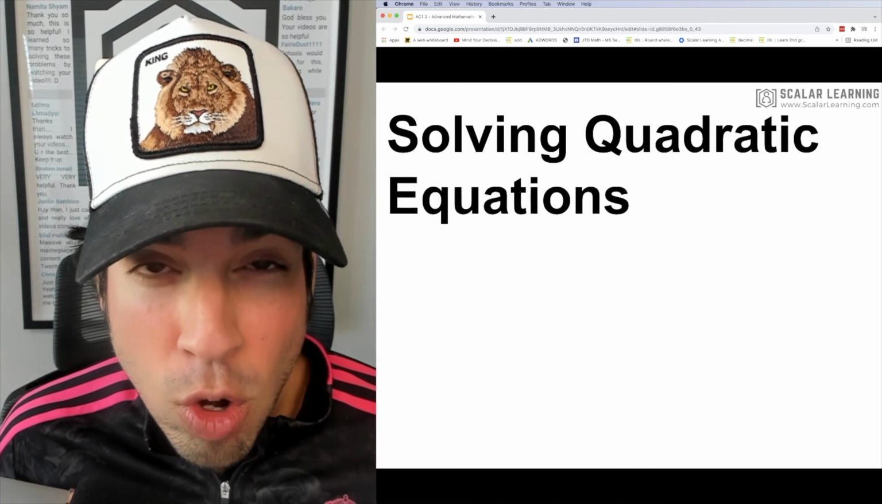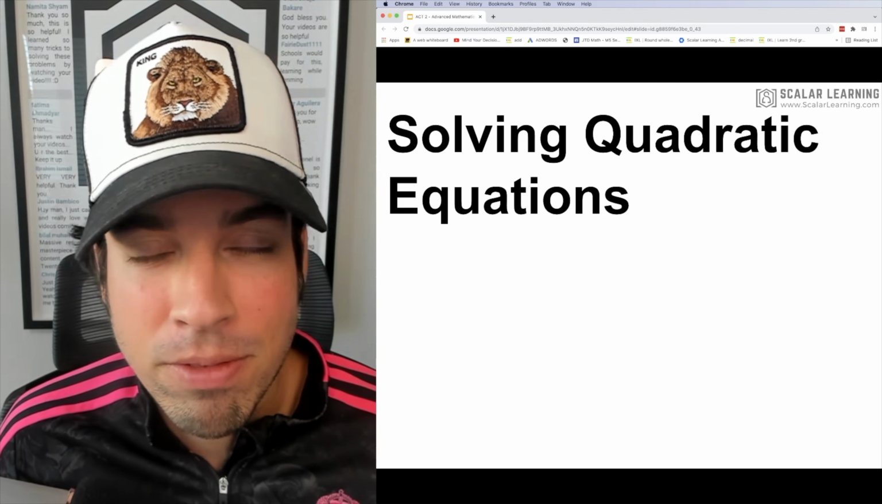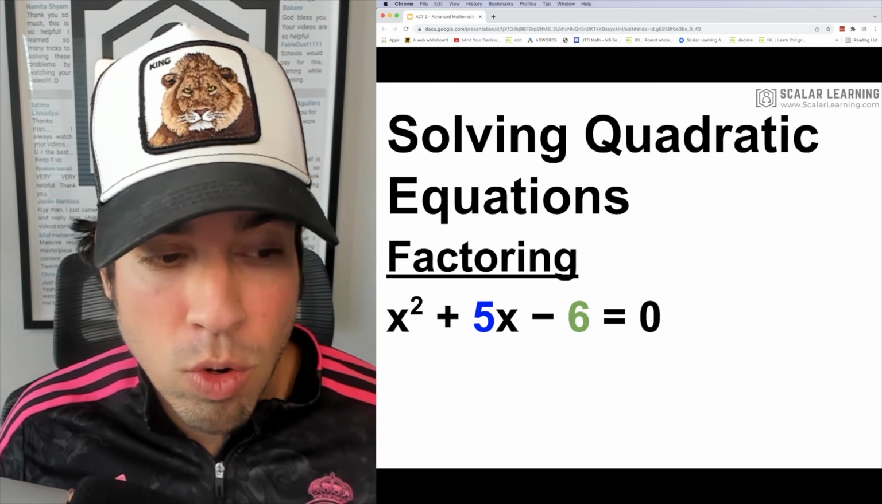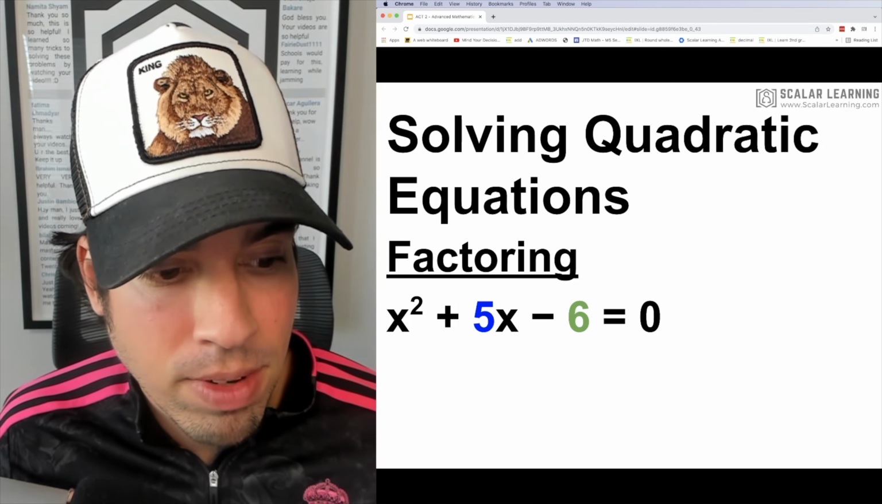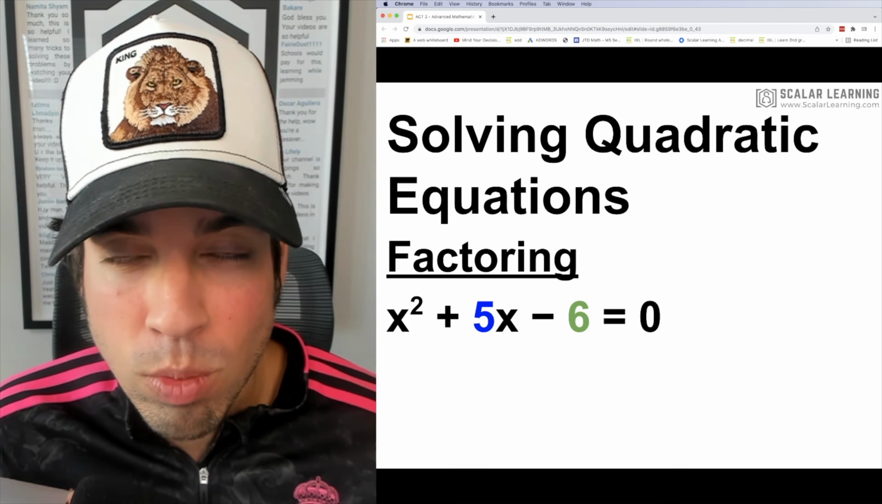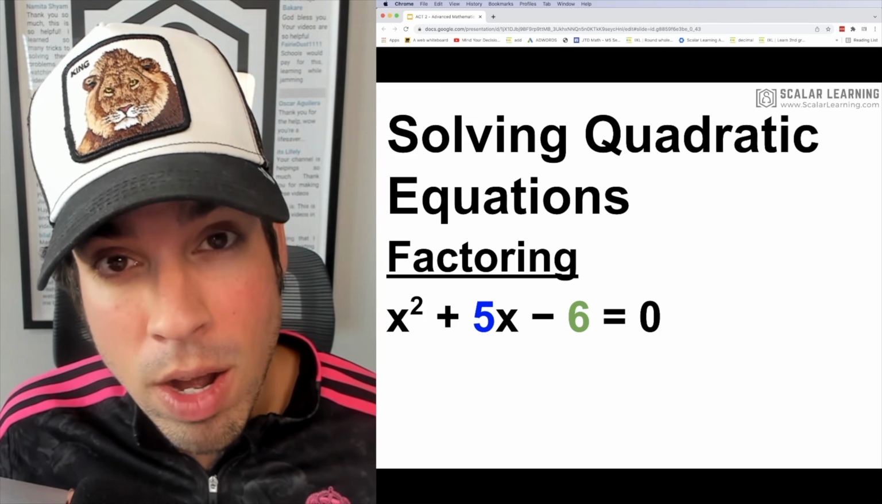Now let's talk about solving quadratic equations. And the method of choice is going to be factoring if it's possible. So when we talk about factoring, let's take an example of a quadratic equation. X squared plus 5x minus 6 equals 0. And by the way, it's very important for quadratics that when we're trying to solve them like this, we set everything equal to 0. I'm going to show you why in a second.